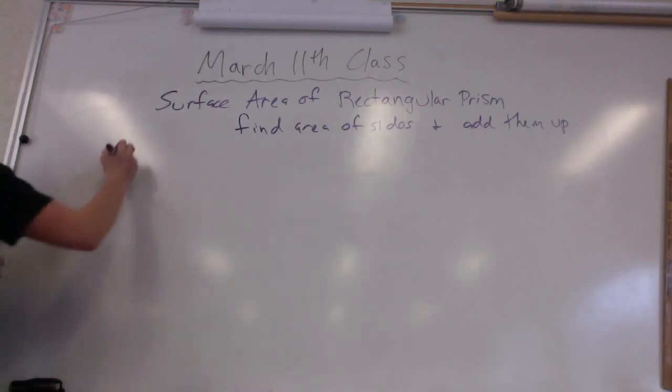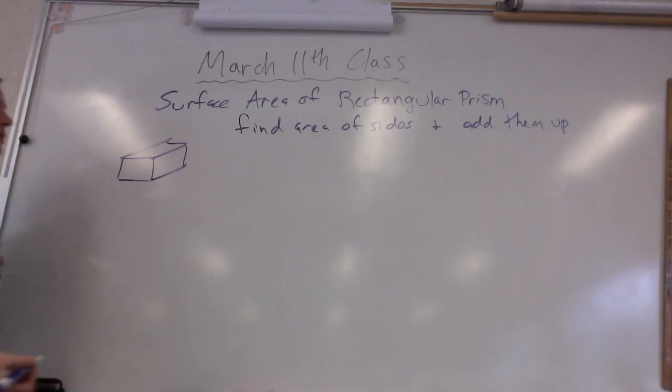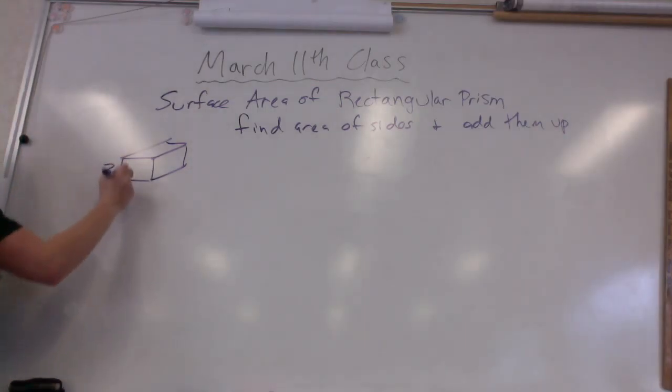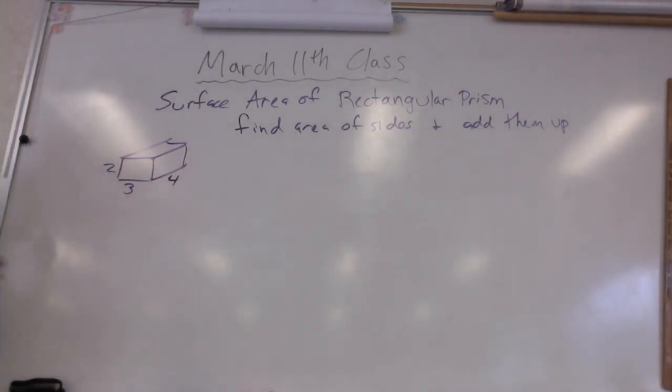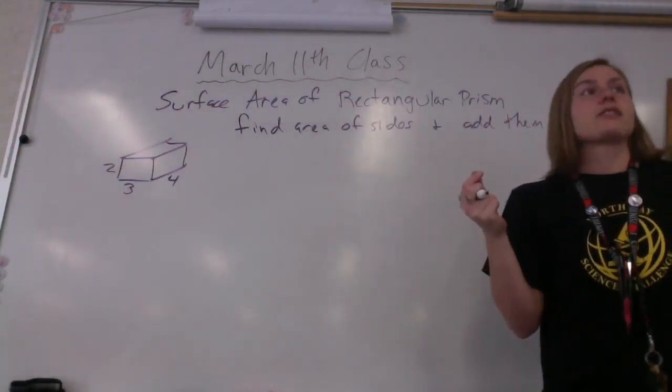So a rectangular prism, which is a box, let's say we have 2 and 3 and 4. How many sides does a rectangular prism have? 6. If you don't remember that, think of a die. A regular cube die goes up to 6. No Dungeons and Dragons sort of dice here.